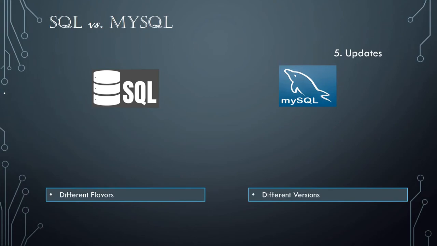The basics are the same, like the alphabets, but we write it in a different way. If we are using Oracle SQL, we write it in a different way. If we are using Microsoft SQL Server, we again write it in a different way. The basics are always the same. The where clause is used for the same thing, select is used for the same thing, create table is used as it is. There is only a slight difference in the syntax of those queries. So we have different flavors of SQL, whereas in the case of MySQL we have different versions. It is a software, so we need to update it.